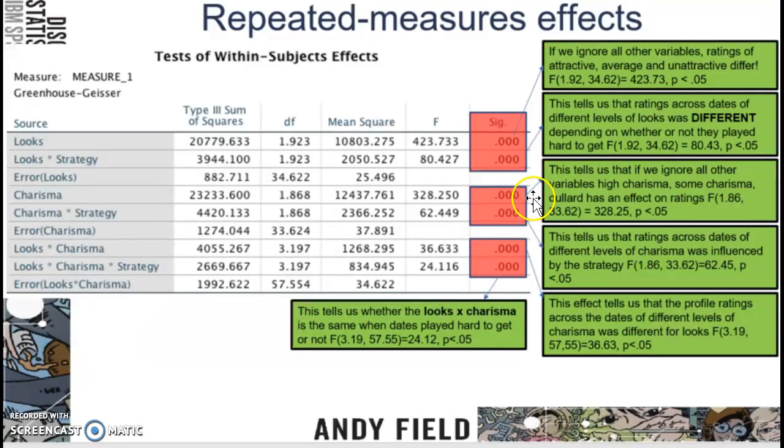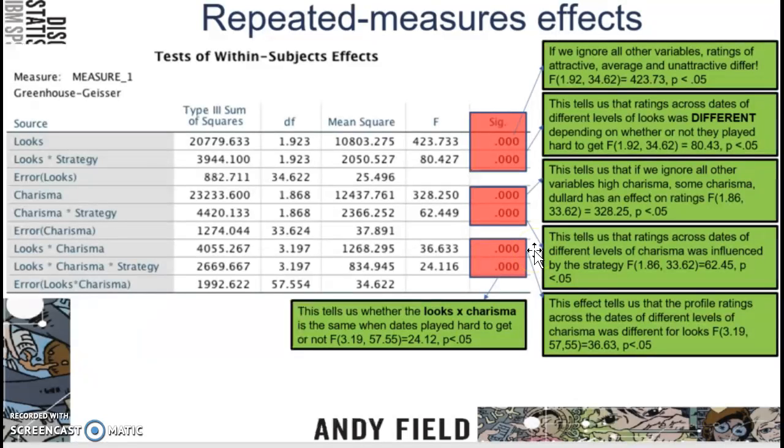This one here is looking at charisma, so there was a significant difference in the ratings of the person given their charisma, and there was also a significant difference in their rating of charisma given the type of strategy, hard to get or not. And then we come down here and we look at the interaction of looks and charisma.